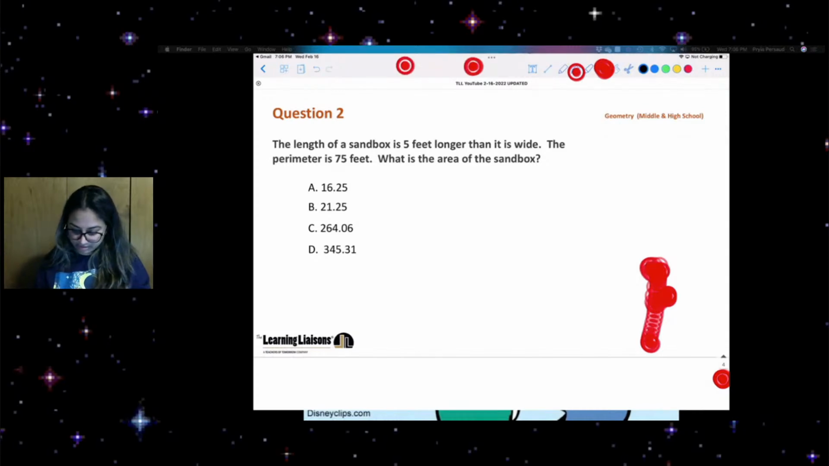Okay, things are going to get a little funky because I don't know how to change this. Something's wrong. So question 2, the length of a sandbox is 5 feet longer than it is wide.